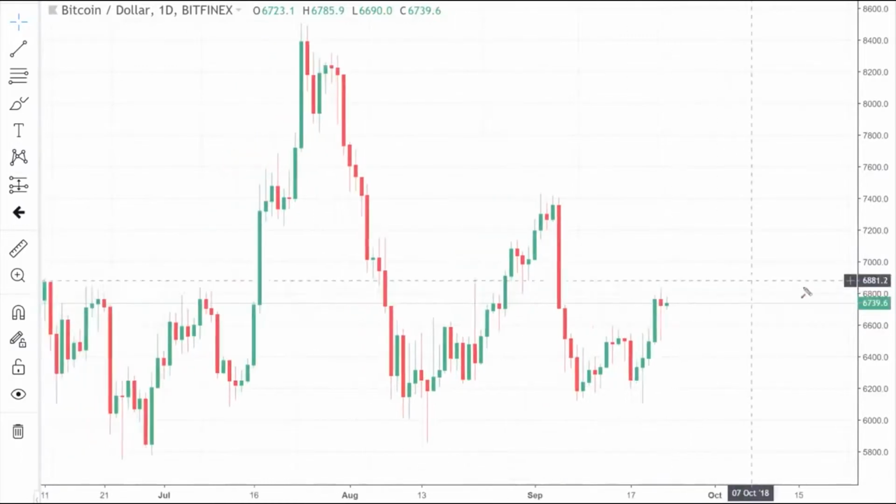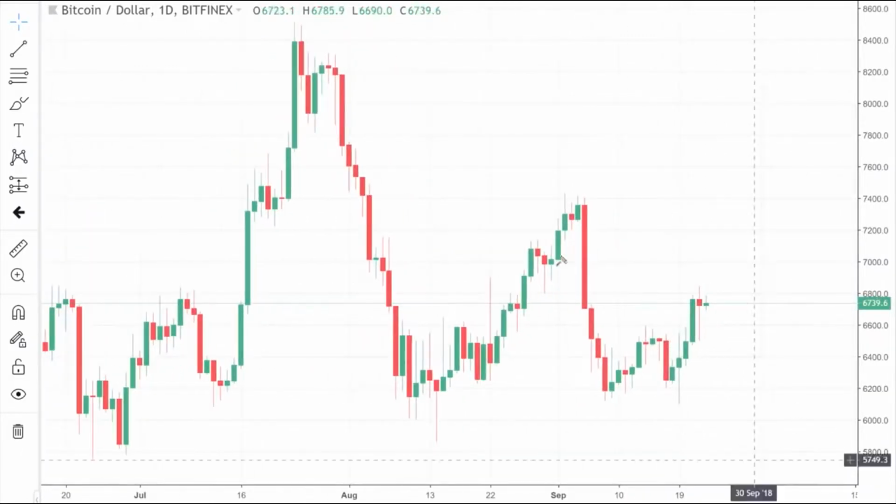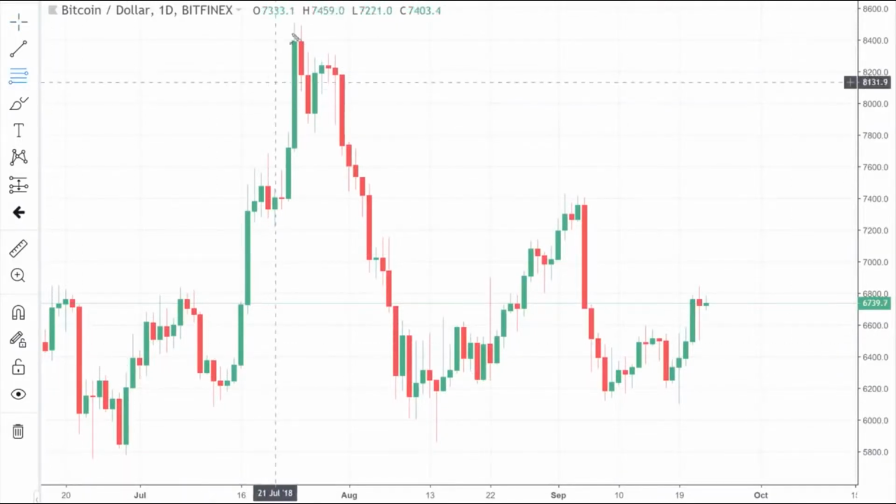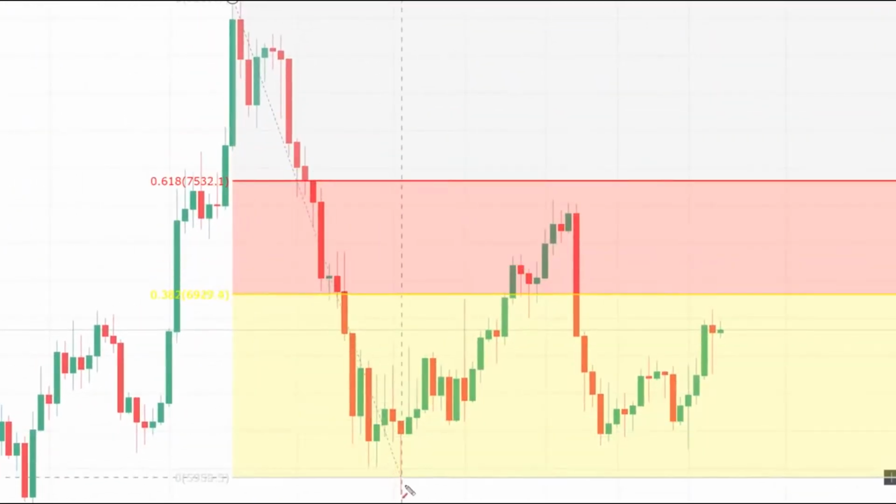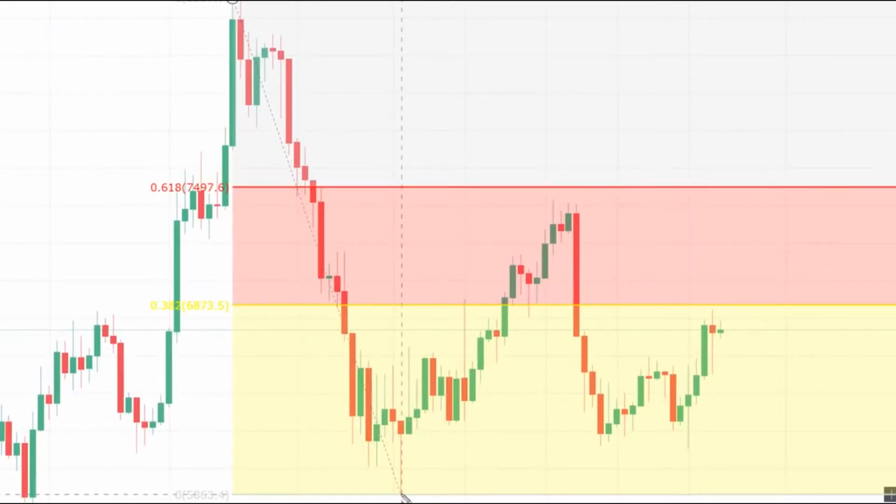By the way, the same thing happened again. Look at this, notice the drop that occurred from here. Let me just do this one more time. So I'm going to draw the Fibonacci retracement tool again from the high to the bottom here. Okay. And notice what happened yet again.